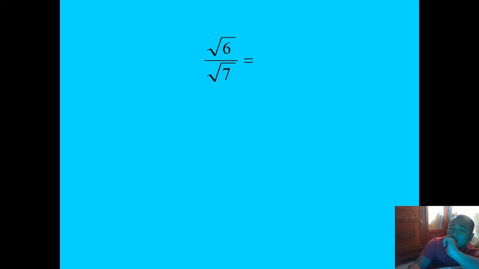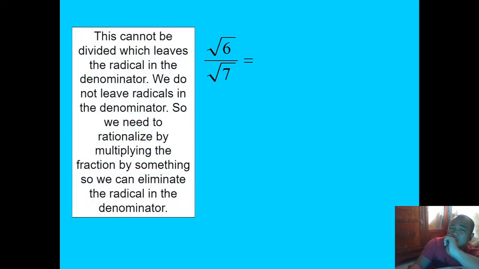How about this? Square root of 6 divided by square root of 7. So this cannot be divided, which leaves the radical in the denominator. We do not leave radicals in the denominator, so what we're going to do is rationalize by multiplying the fraction by something, so we can eliminate the radical in the denominator.